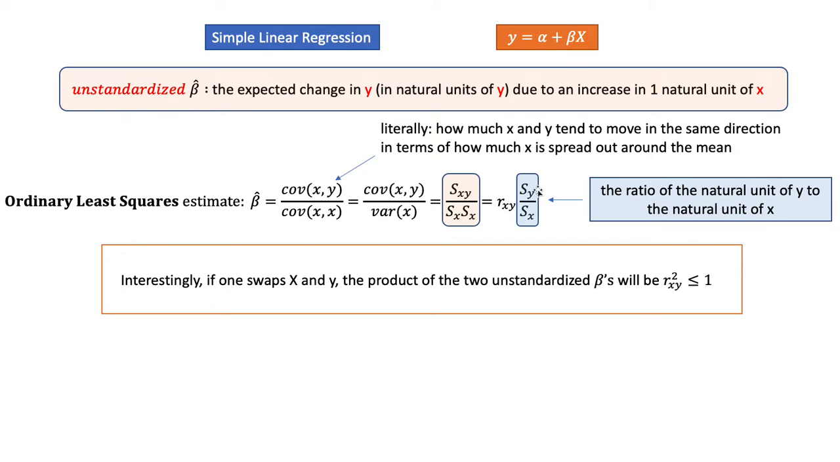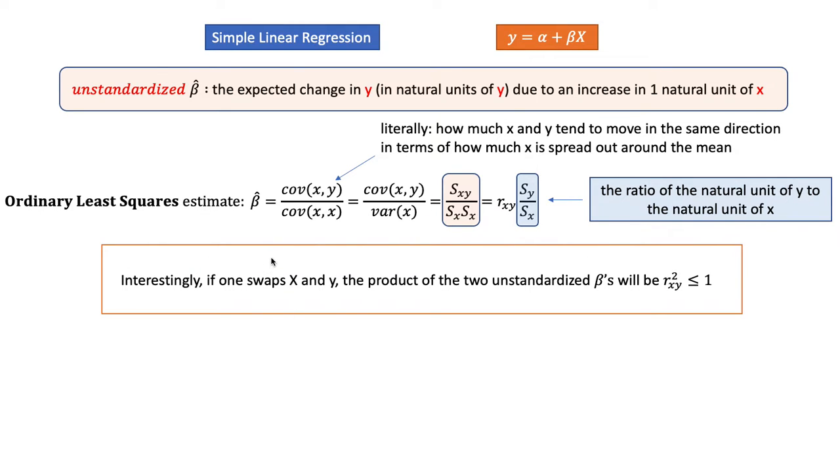This part, the standard deviation of y over the standard deviation of x, means the ratio of the natural unit of y to the natural unit of x. And the correlation coefficient means the magnitude of association between x and y. Therefore, beta can also be understood in this way.